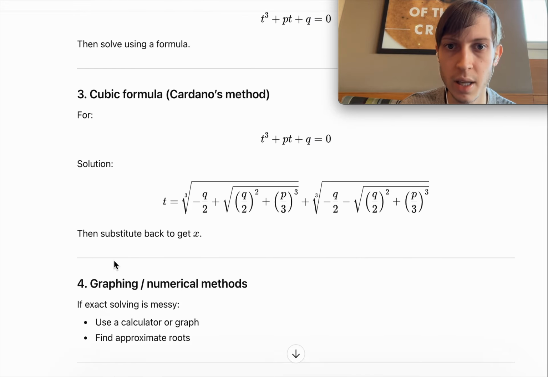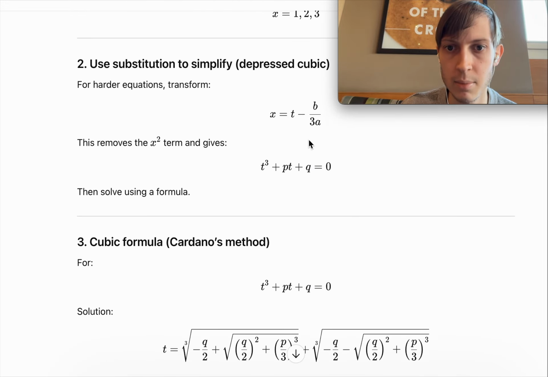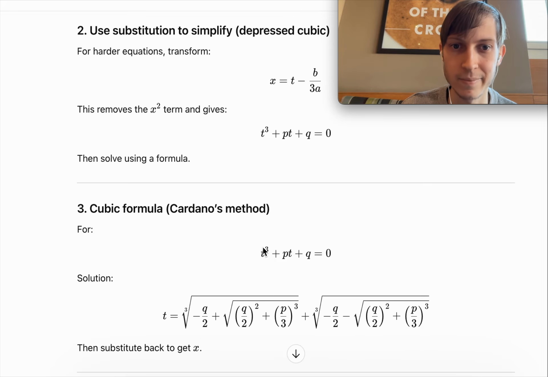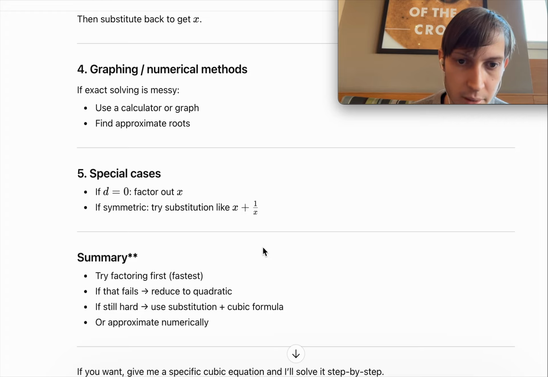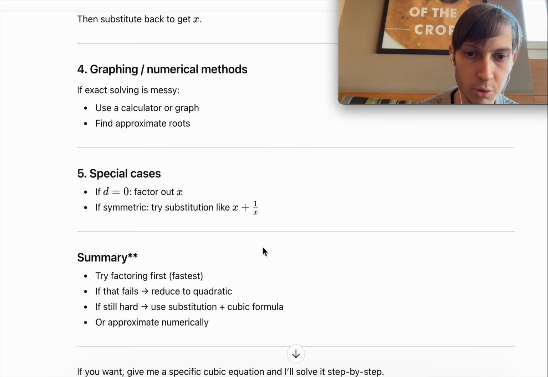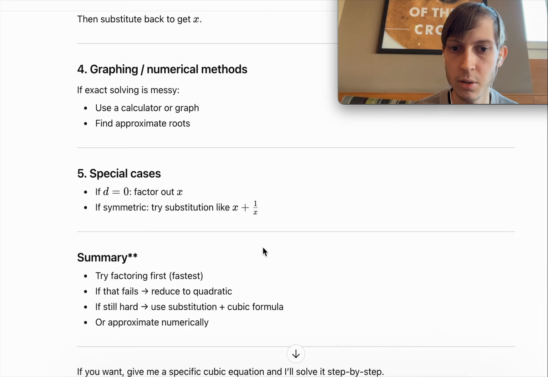What substitution did they show? t minus b over 3a, okay. And in summary, try factoring first. If that fails, reduce to a quadratic. If still hard, use substitution plus the cubic formula, or approximate numerical methods.